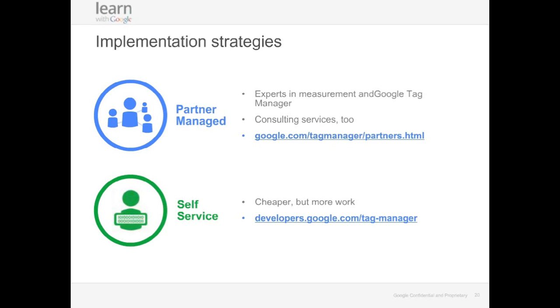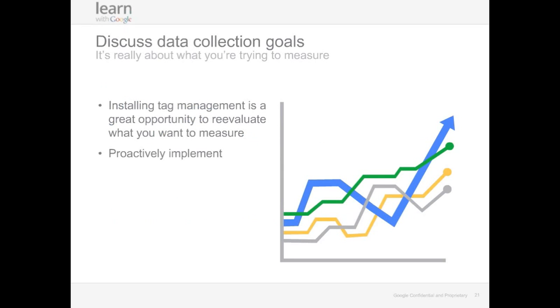So at this point in time, you have both assembled your team and figured out your implementation strategy. The next step is to actually take a step back and figure out what are you trying to measure. It's a great time when you're installing a tag management solution to really think about what are your overall goals about your site and what data do you want to be collecting.